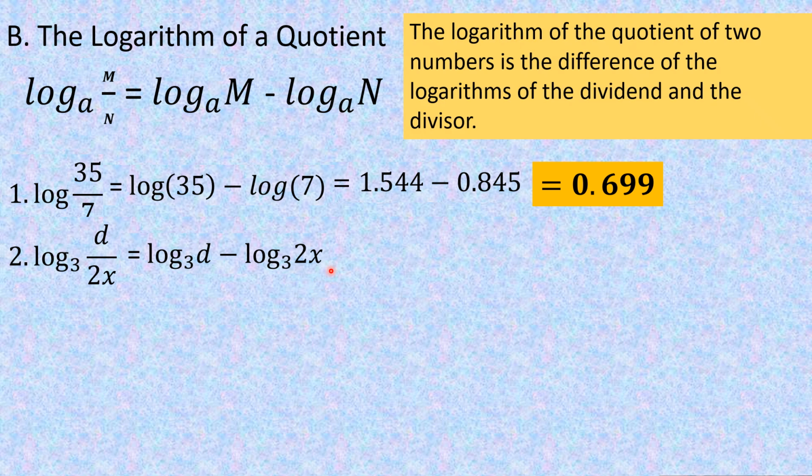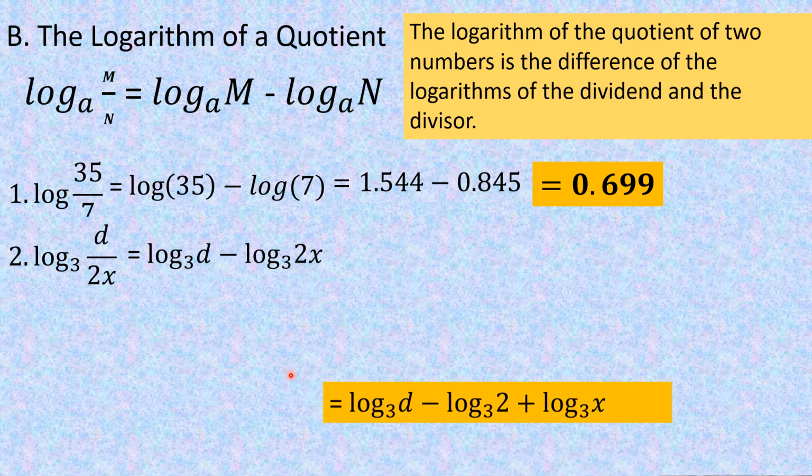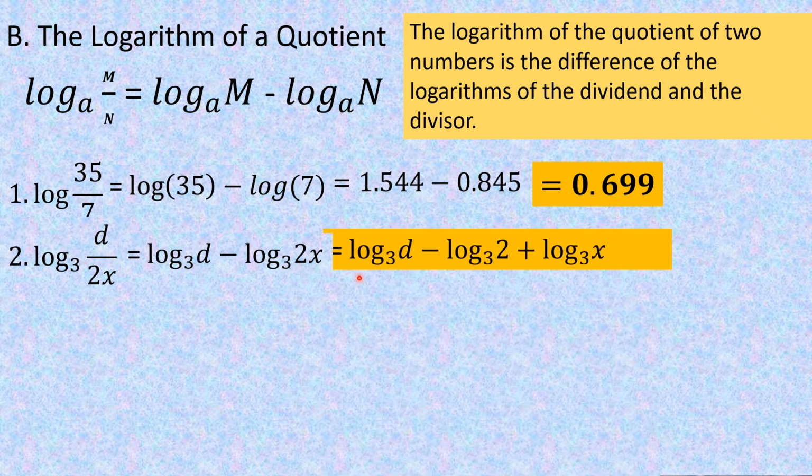But we are not yet done because I have already introduced the logarithm of a product. So we will still apply the logarithm of a product in this log of 2x to the base 3. So the final step will be log of d to the base 3 minus, and the 2x is two factors. Thus, we will be adding the logarithm of their factors. So log of 2x to the base 3 will be log of 2 to the base 3 plus log of x to the base 3.